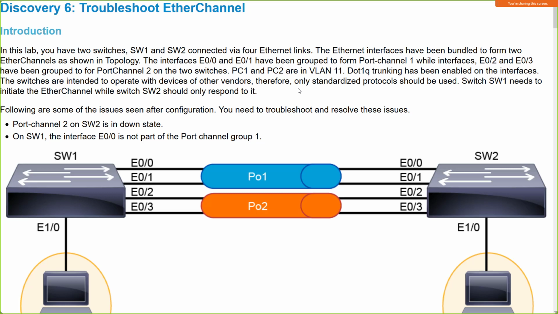PC1 and PC2 are in VLAN 11. We have an 802.1Q trunk enabled on all of the interfaces, and the switches are intended to operate with devices of other vendors. So that means that we're going to be using either a static EtherChannel or we're going to be using LACP in this particular case. All right.